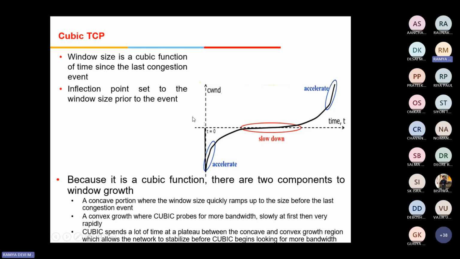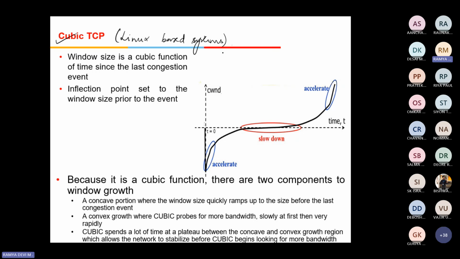The three things in detail. The first one is CUBIC TCP. CUBIC TCP is a scalable high-speed congestion control. It is the most widely used high-speed TCP, and it is especially suited for Linux-based systems, designed for networks with a large bandwidth-delay product.